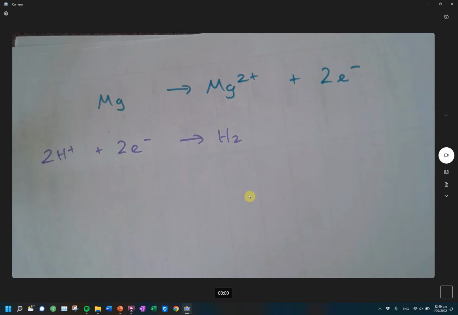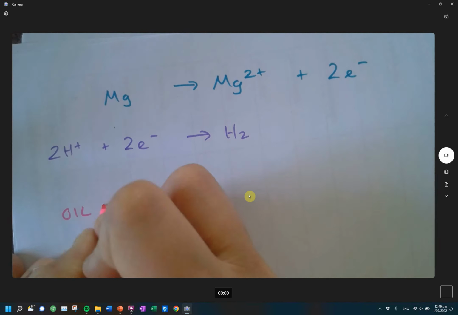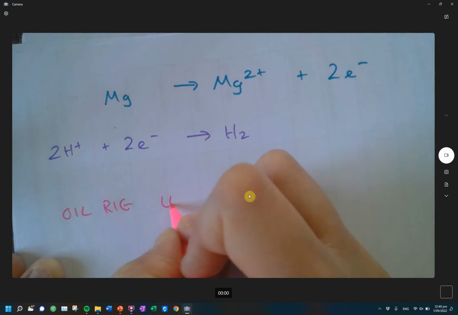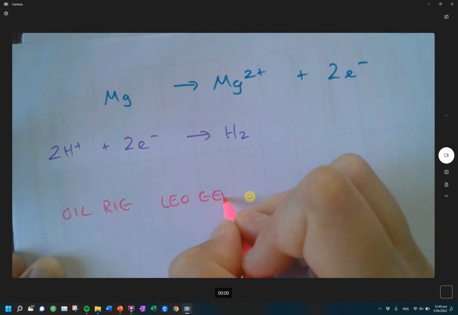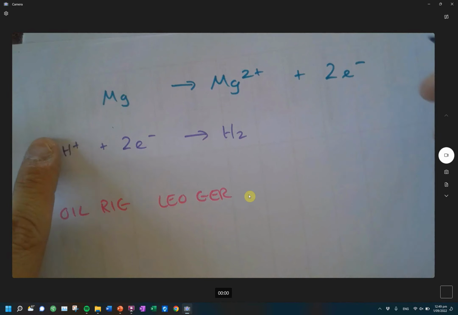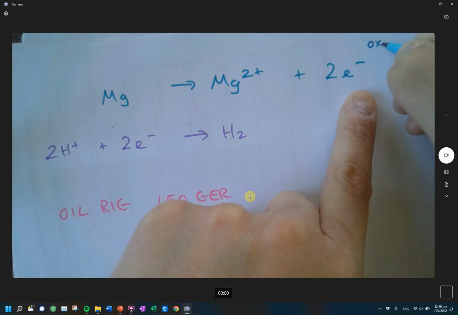We think about the acronym either OIL RIG, or if you're an environmentalist, you can talk about lions. Leo the lion says grr. Either of those two will help, and what you're looking for is that terminology of loss of electrons. So loss of electrons is our oxidation. That's what those O's are telling me. So this half equation up here is the oxidation half.